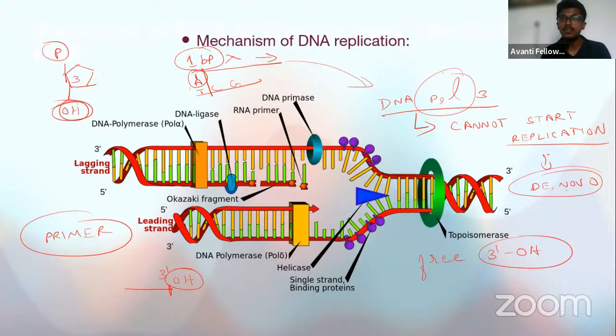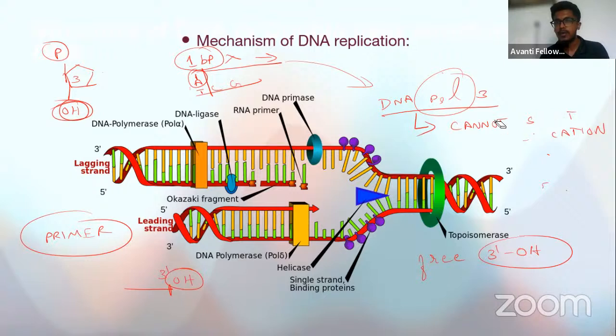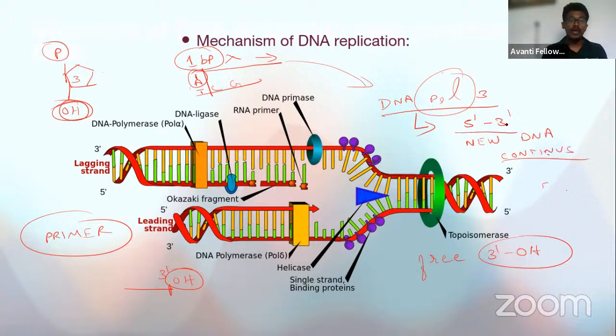Now, what is the role of DNA polymerase 3? Our DNA polymerase 3 has two important functions. What are those important functions? The first one is that it synthesizes a new DNA continuously from 5' to 3'. So it synthesizes new DNA in the 5' to 3' direction. That is the first function of DNA polymerase 3. What is the second function?